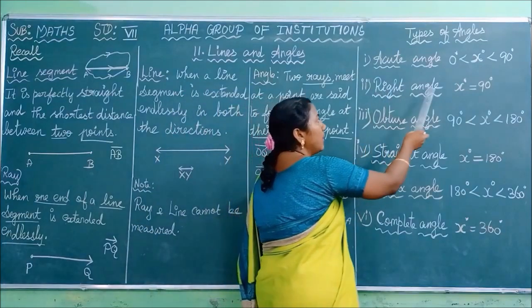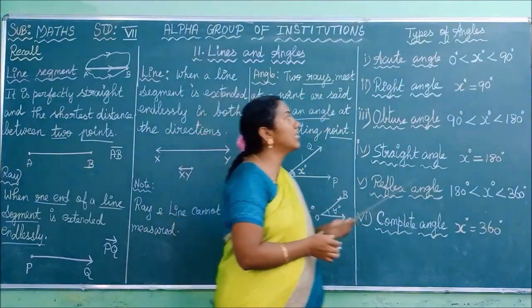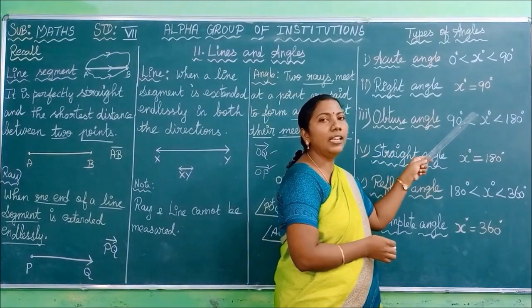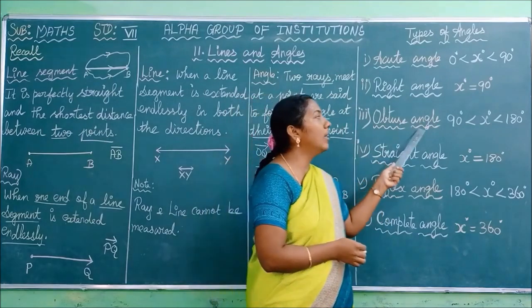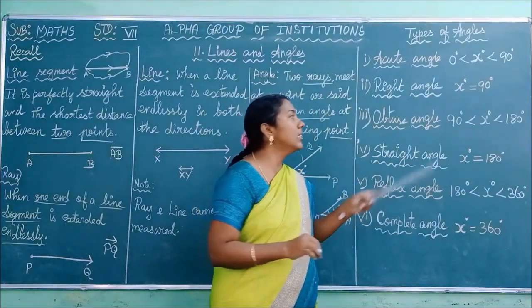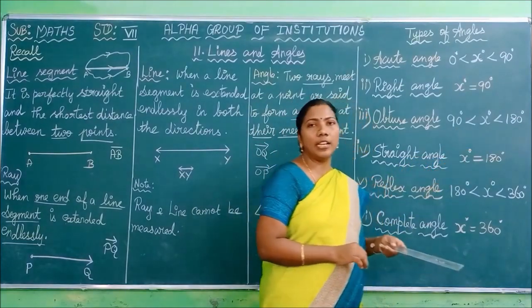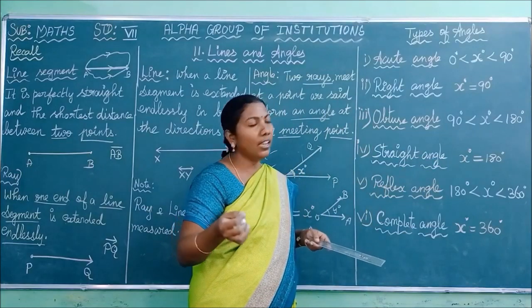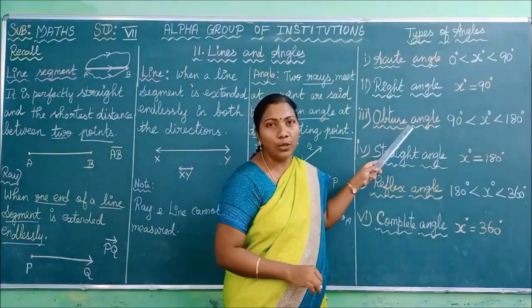Similarly, what is meant by right angle? If the angle is equal to 90 degree, it is called a right angle. What is meant by obtuse angle? An angle that lies between 90 and 180 degrees. It means it should be greater than 90 and lesser than 180 degrees. Such angles are said to be obtuse angles.